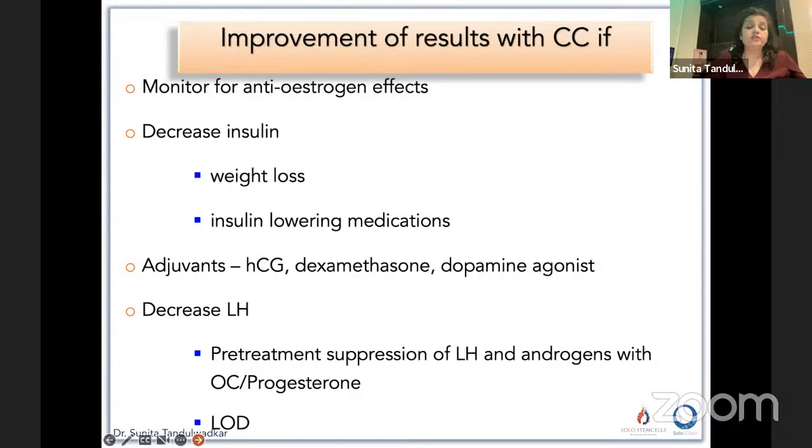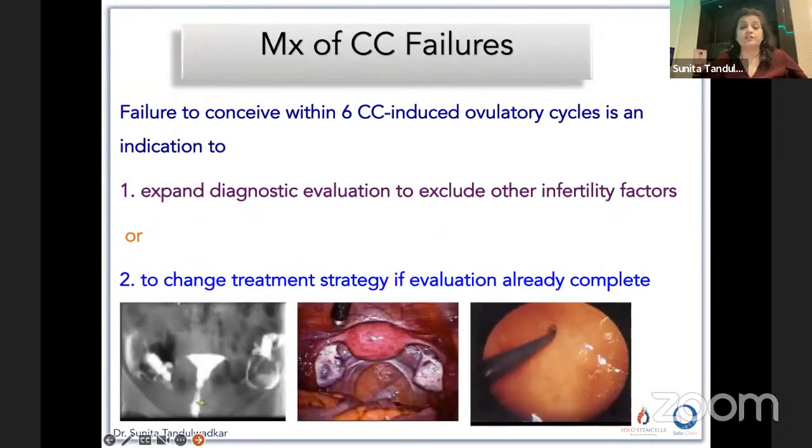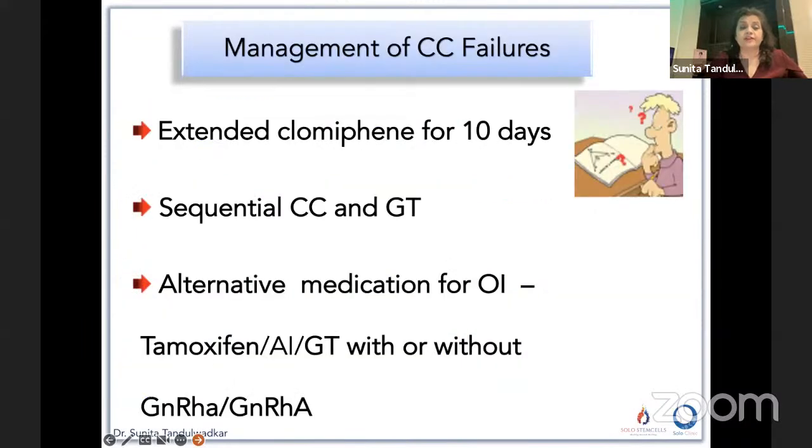So you have to think about why my patient is not responding. And what is the treatment? Expand the diagnostic evaluation, think beyond the gamete, or change your treatment strategy. And what is the treatment strategy?